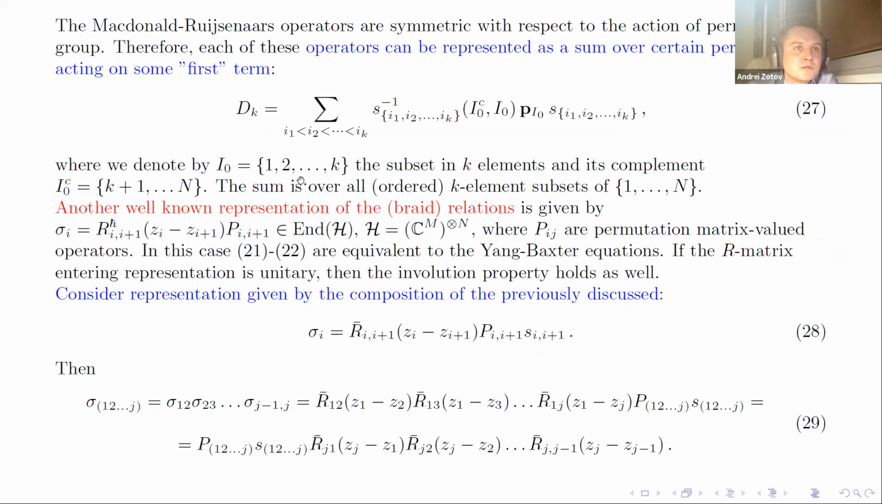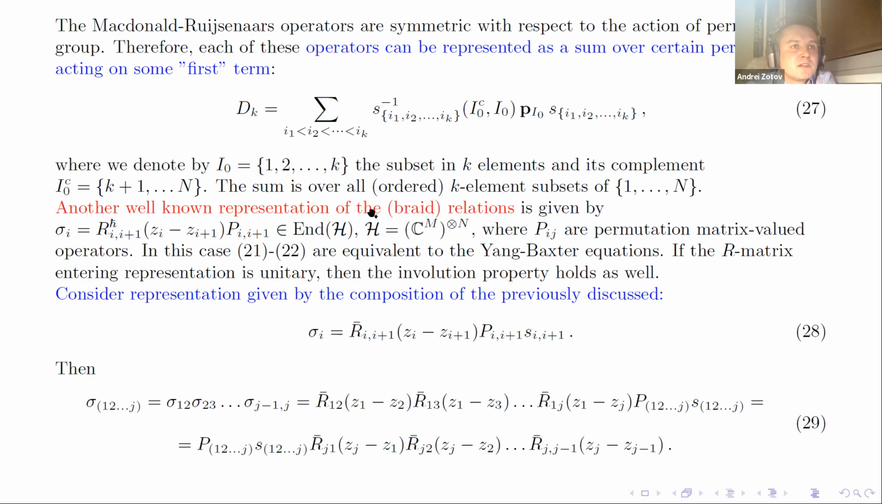Then we are going to represent the Macdonald-Ruijsenaars operator in the following form. Each operator can be viewed as a sum over certain permutations acting on some first term. This term can arise from some fixation of the subset I0, for example, as given here. It means that all the terms in this operator, since they are symmetric with respect to permutation of arguments, can be obtained from the first one by the action of the permutation group, and this is what is given here. So we have some first element and the action of the permutation group, and now the sum is over elements of this permutation group.